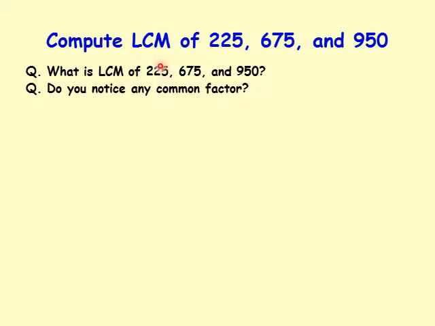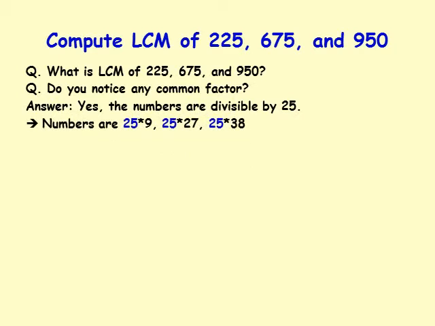We know that 25 is a common factor because the first number ends in 25, the second number ends in 75, which is a multiple of 25, and the third number ends in 50, which is also a multiple of 25. So the numbers are 25 times 9, 25 times 27, and 25 times 38. If you need some time, please think about it and verify that 225 is 25 times 9, 675 is 25 times 27, and 950 is 25 times 38.